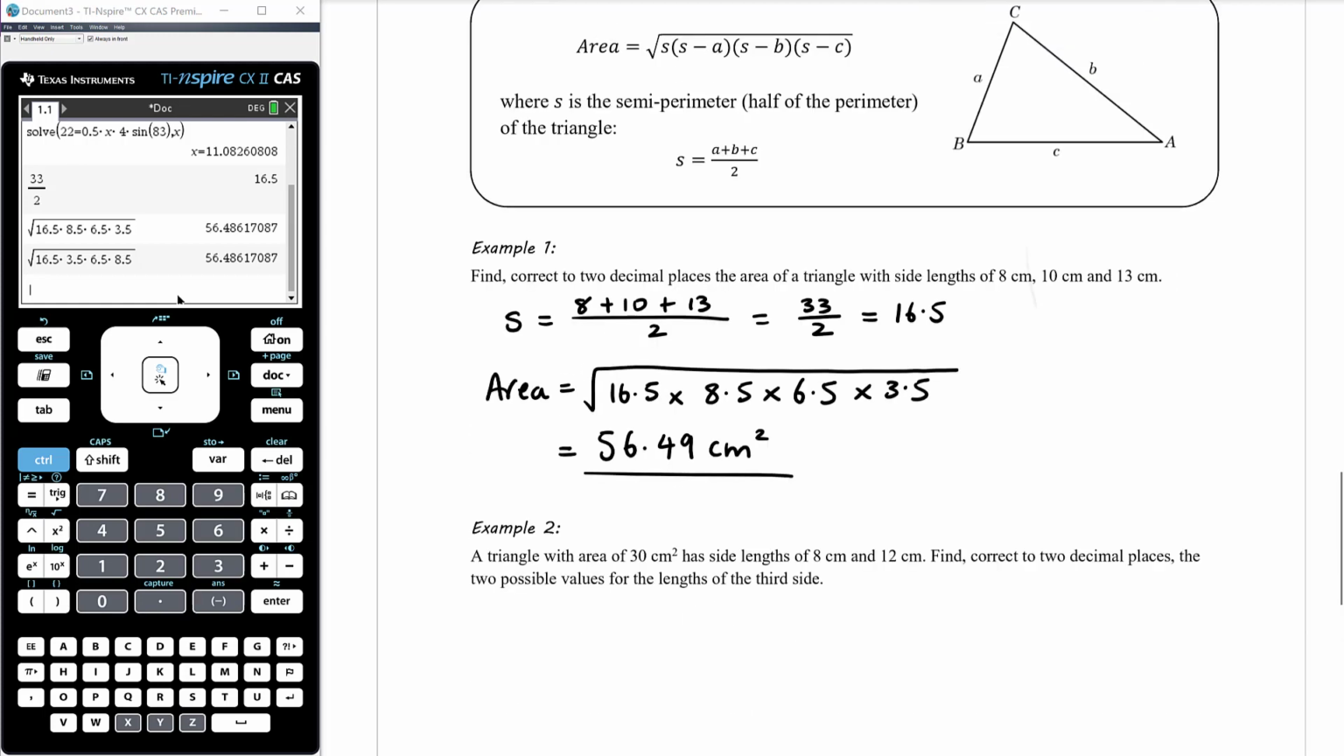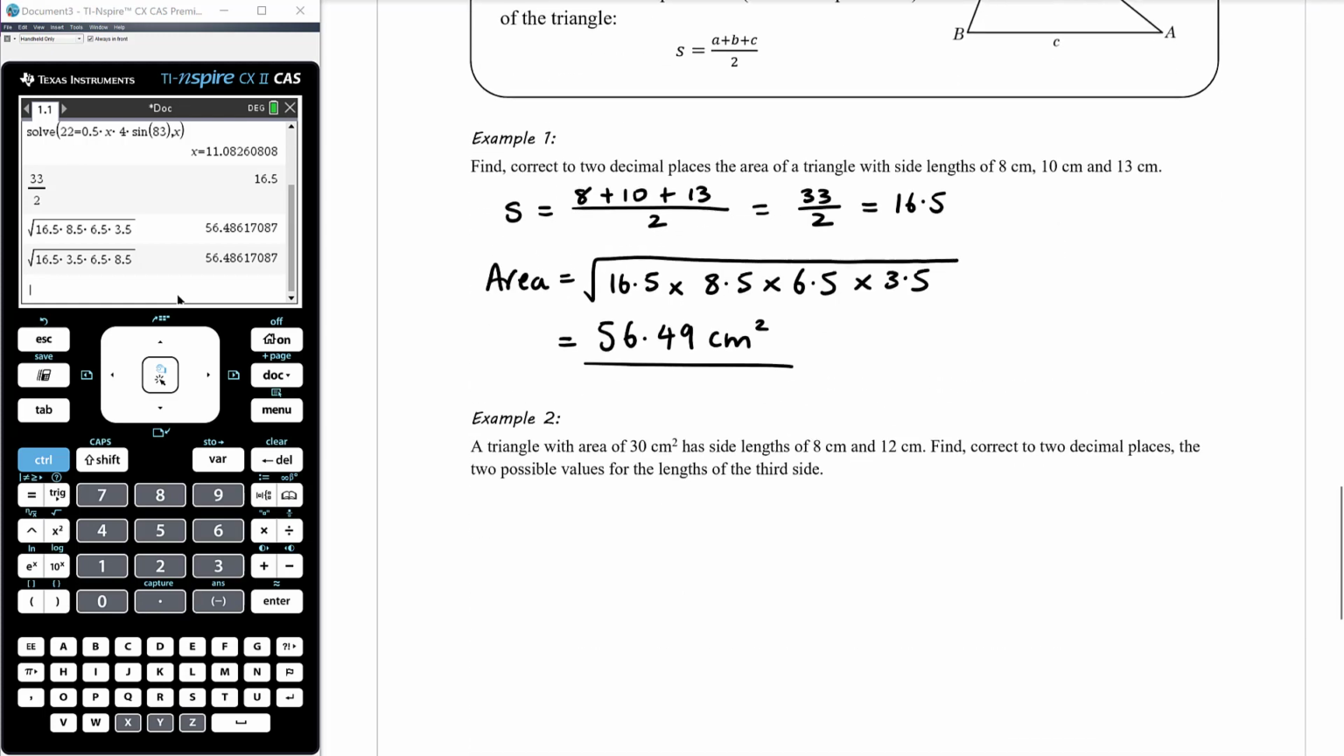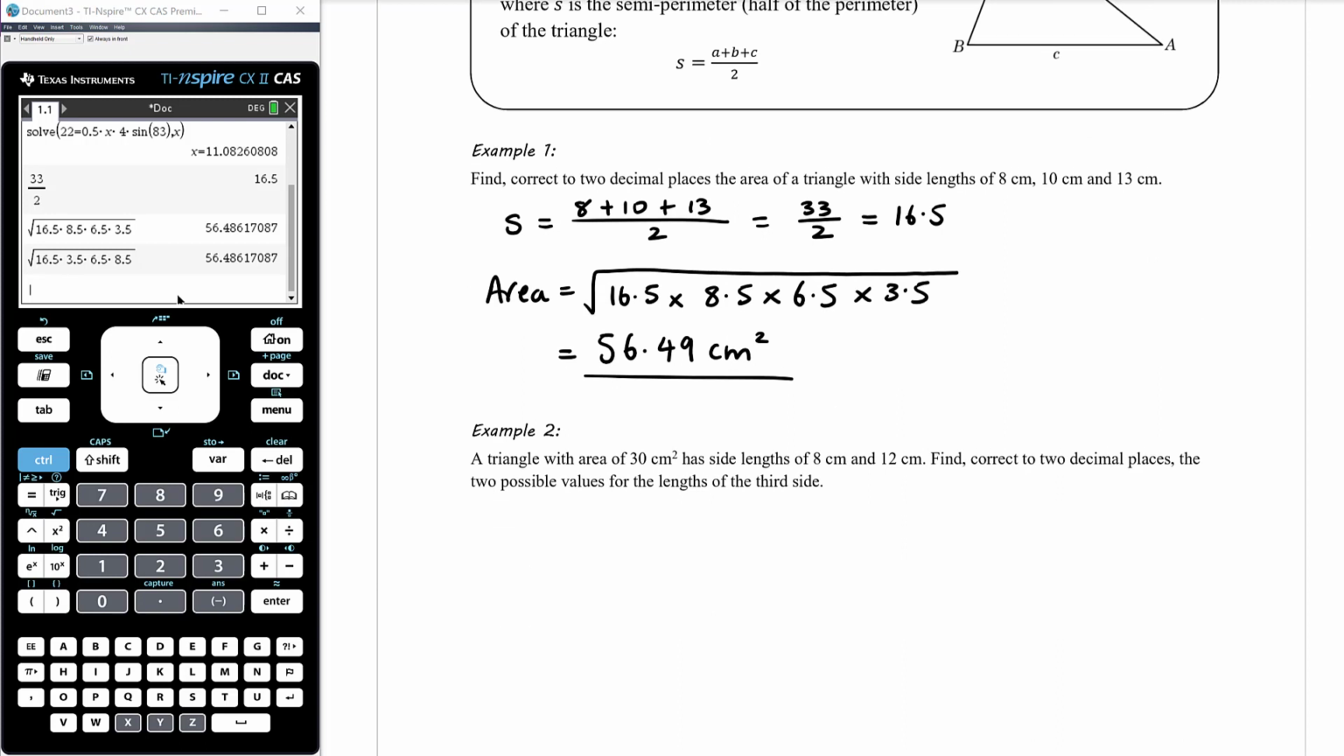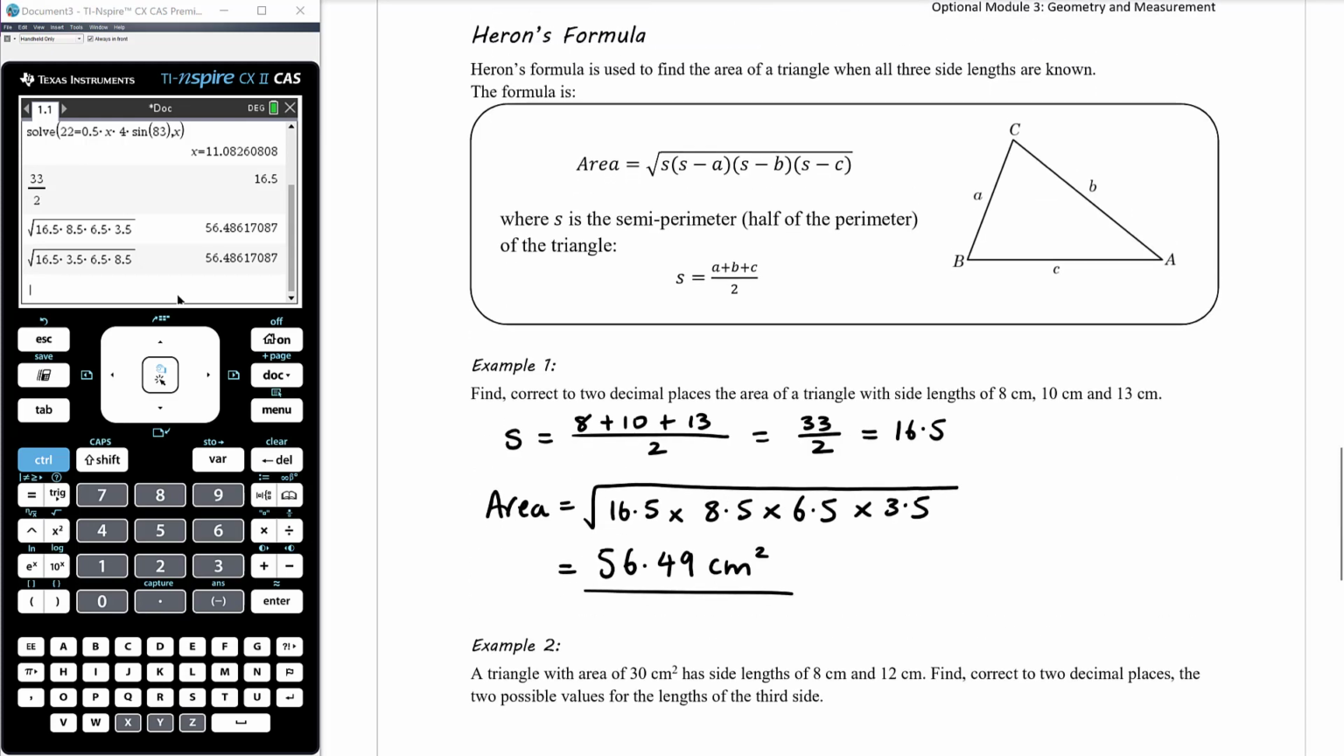Alright, example 2 for Heron's formula. A triangle with area of 30 centimetres squared has side lengths of 8 centimetres and 12 centimetres. Find, correct to 2 decimal places, the 2 possible values for the lengths of the third side. Okay, so this time we've been given the area, and we've been given 2 of the sides.